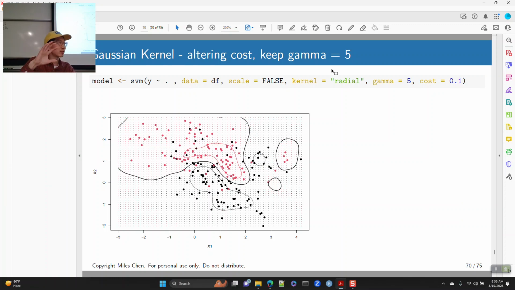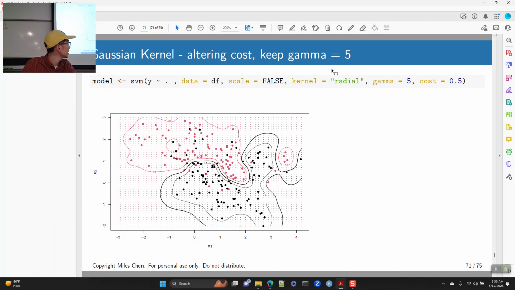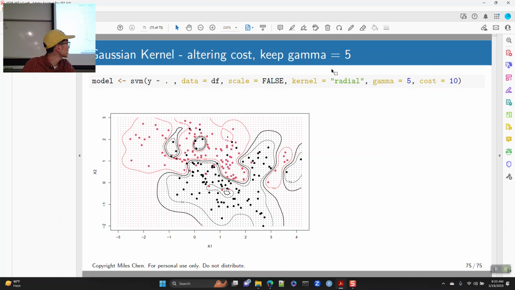So gamma equal to 5 allows for very flexible boundaries, okay? Low cost, as I increase the cost, we get these pockets, these enclaves, these exclaves, and we can really have these very tight, sharp turns and corners in our boundary. Okay, we get these little pockets. Perhaps this overfits the data, or perhaps we're happy with what we're drawing here.